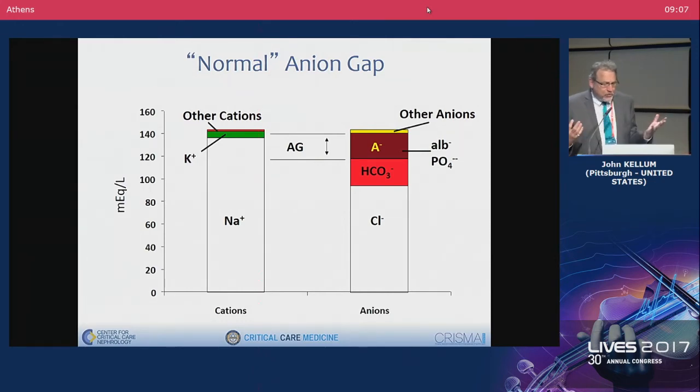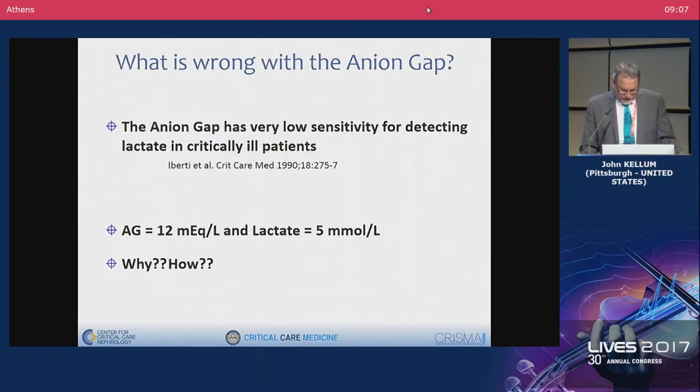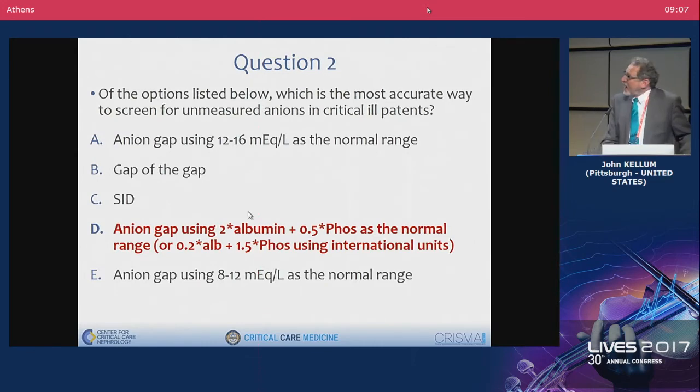So albumin is a weak acid. So as it changes, there will be a change in the expected anion gap, and the same thing will be true for phosphate. So the easy way to get at this is to go backwards. So the easy way, in my units, it's 2 times the albumin plus half phosphate. In international units, it's 0.2 times the albumin plus 1.5 times the phosphate. That's how you get there.